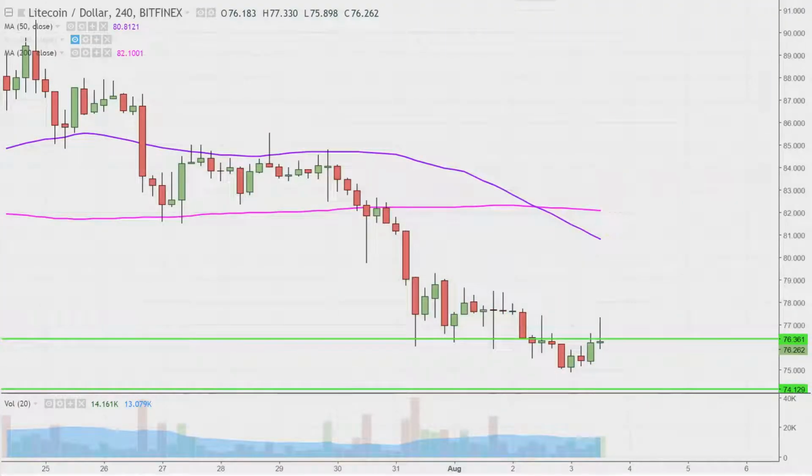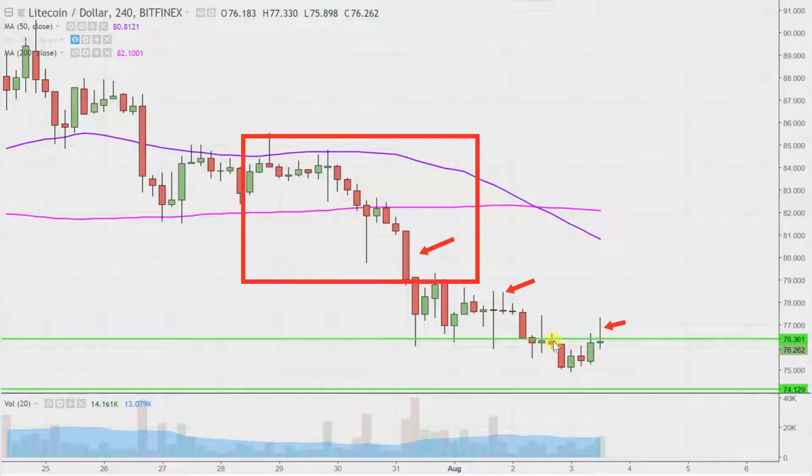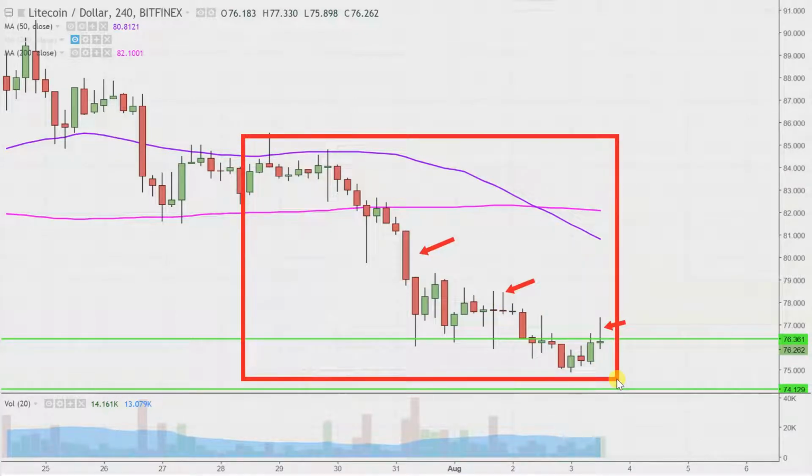Real quick, what do I mean by 4-hour in case maybe you're new to charts? Instead of each one of these candlesticks here, as they're called, representing 1 day's worth of price action, which is what you would normally see, each one represents 4 hours. So while this here may look like a few weeks worth of time, it's actually just the past few days broken down into 4-hour time slices.